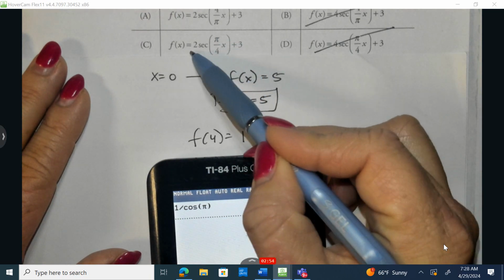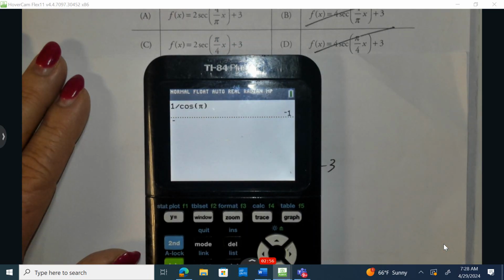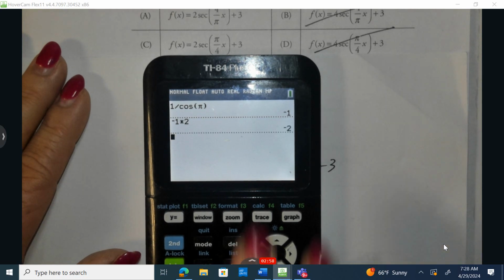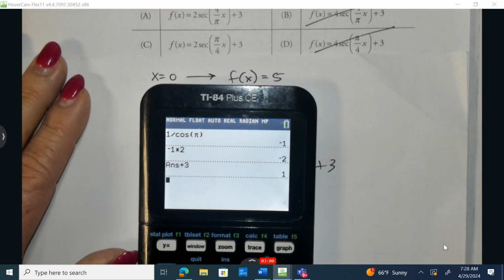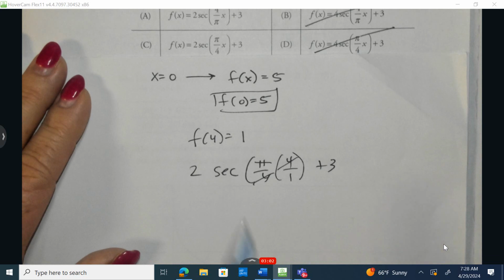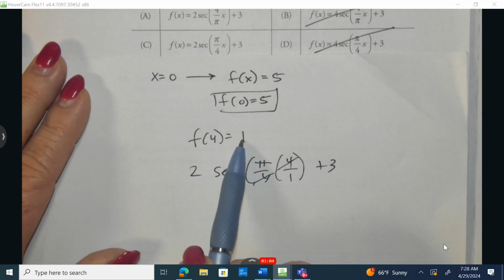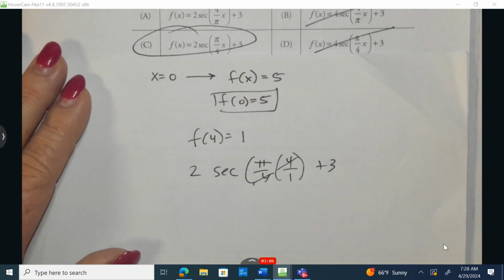Now I'm going to take negative 1 times 2, and then add 3 to it, and I get an answer of 1. Notice that's what I wanted. When I plugged in 4, I wanted an answer of 1. The correct answer is C.